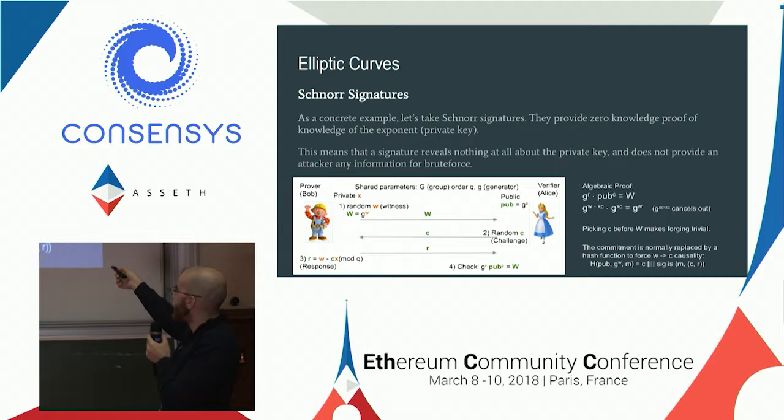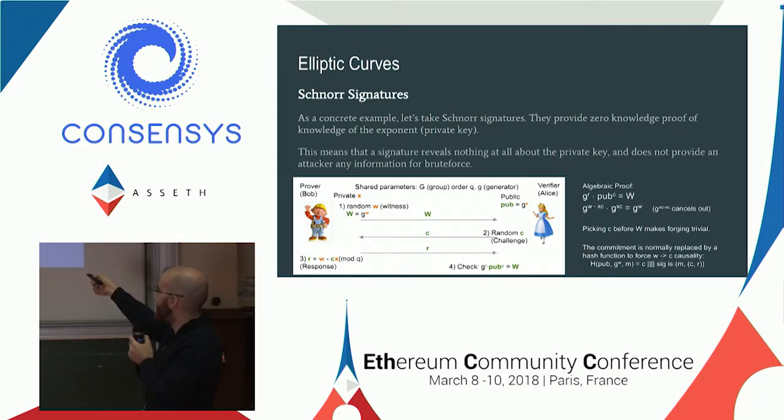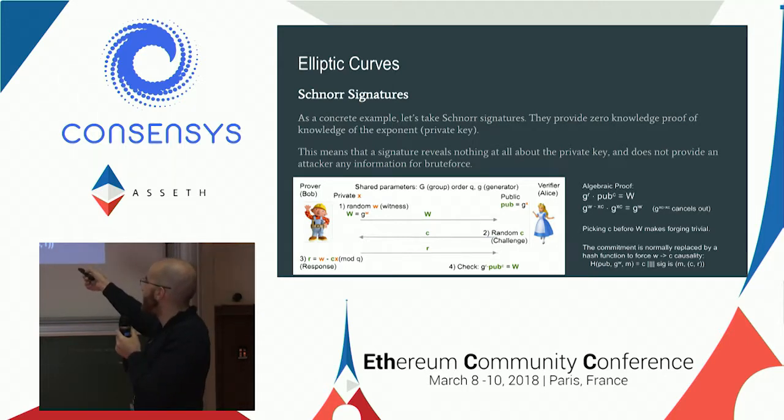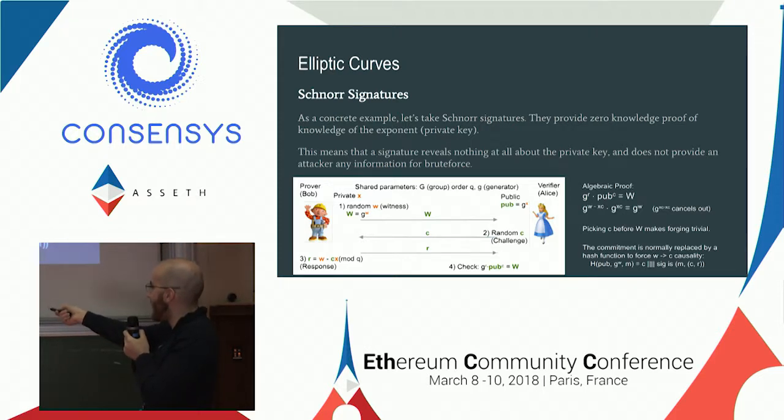It works only if you follow this protocol in order, right? Because if I'm not forced to pick the small w before I get the challenge C, then I can just pick any random w to make this work, right? Because these two cancel out. So if you plug in pretty much any combination of numbers here, it'll work.